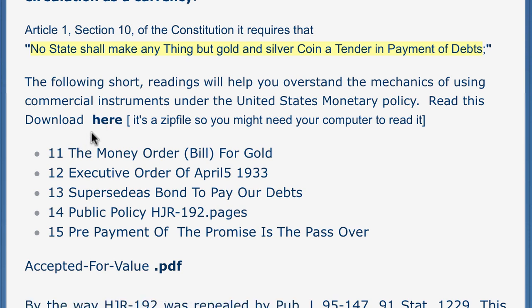So in these attachments, these pages, they talk about bills, bonds, and notes. So what I'll say about these instruments briefly is these are the instruments that are used to facilitate commerce in the United States.